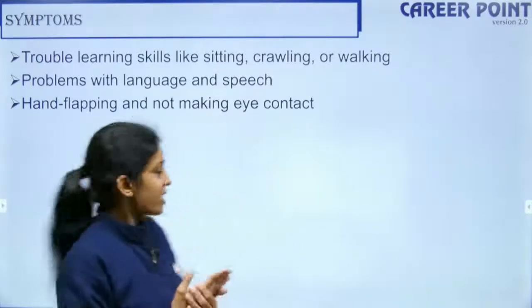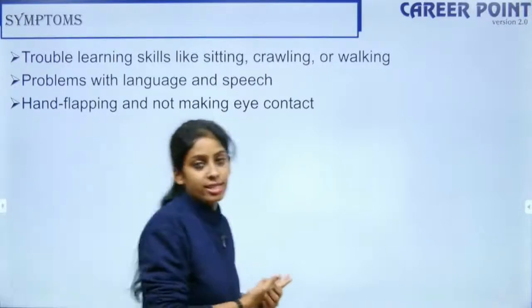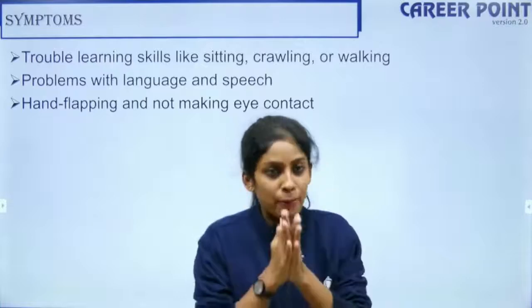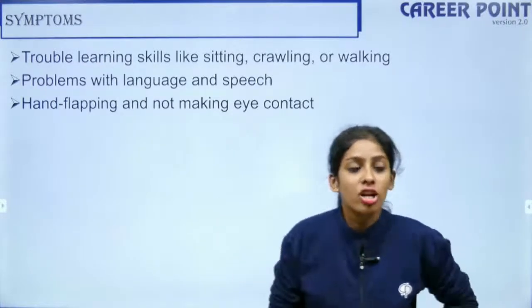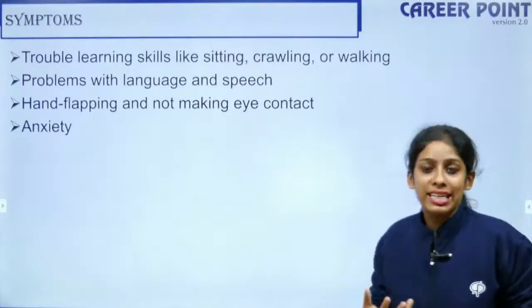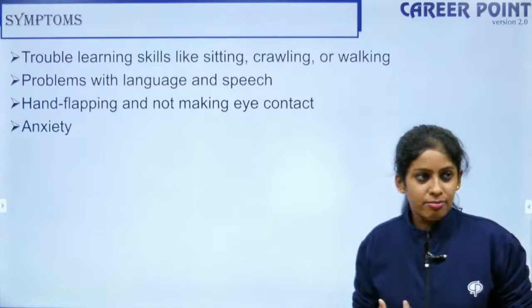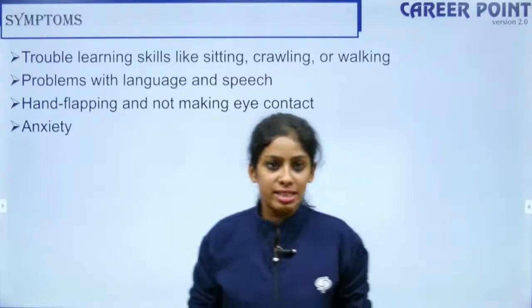So these people who are diagnosed with Fragile X syndrome have this hand flapping process, they continuously flap their hands, and they do not make eye contact with you very easily, right? They have anxiety issues. So what is anxiety? Ma'am, everyone has anxiety. But anxiety is different, fear is different, right?